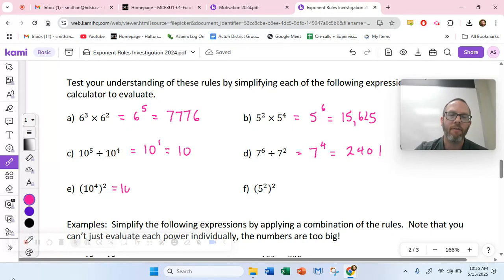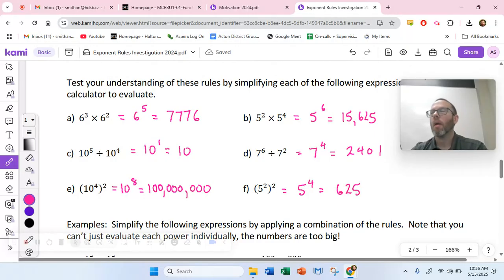And then 10 to the power of 8, which is a large number. That's like 100 billion. 10 to the power of 8. Does it fit on my calculator? It's a 1 with 8 zeros on the end. 100 billion. All right, and then lastly, power of power, 5 to the power of 4. 625. All right, guys. My sense is we're feeling okay.